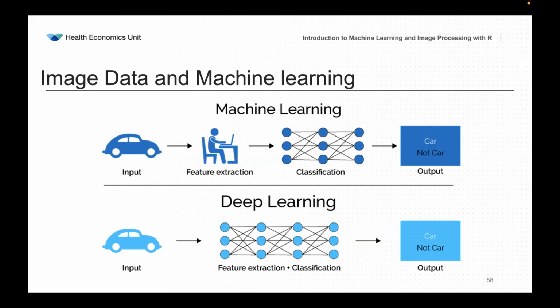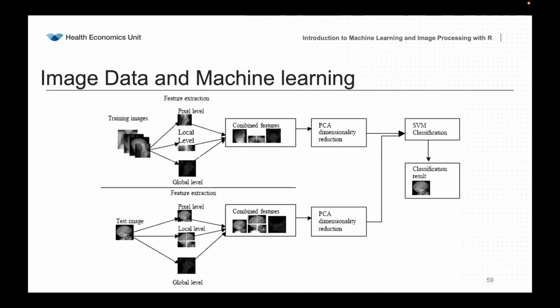But we are not going to explain the deep learning part here. We will utilize traditional machine learning algorithms and extract the features related to it later during our practice session. So in the traditional machine learning algorithm, for example, we have training images. Suppose you have X-ray images, then you have to extract the features, and those features are the pixel level, local level and the global level. So three kinds of features we have to extract from the image, and then combine those three kinds of features.